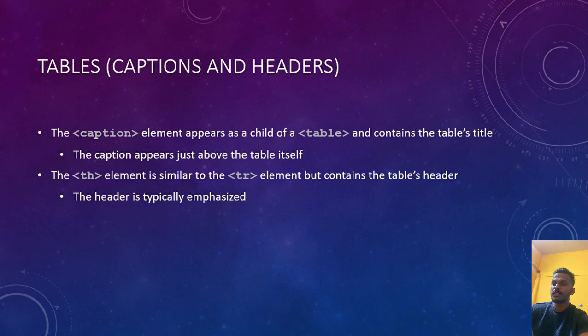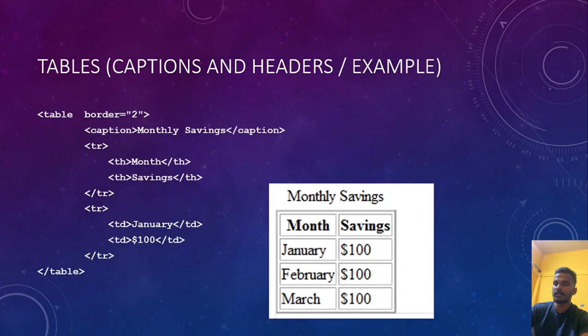You can see that the month and savings have been highlighted, and the caption here is monthly savings, which is just above the table. The month and savings inside the table are highlighted because th, the table header tag, is being used there. And then there are 3 rows created, January, February, March, and then $100 has been created in the next column.